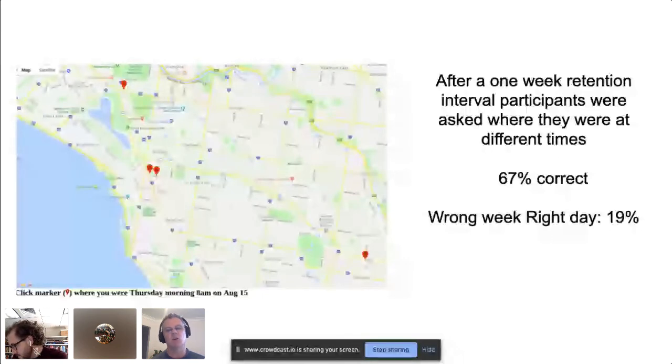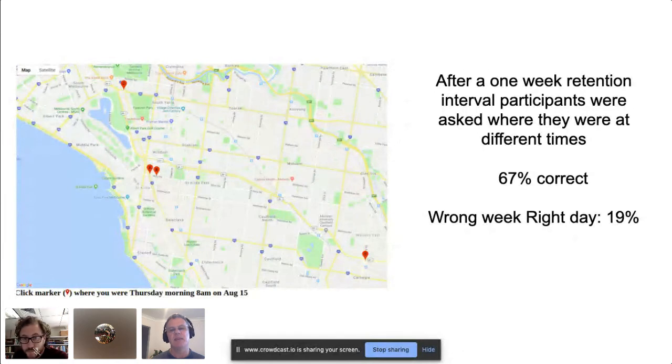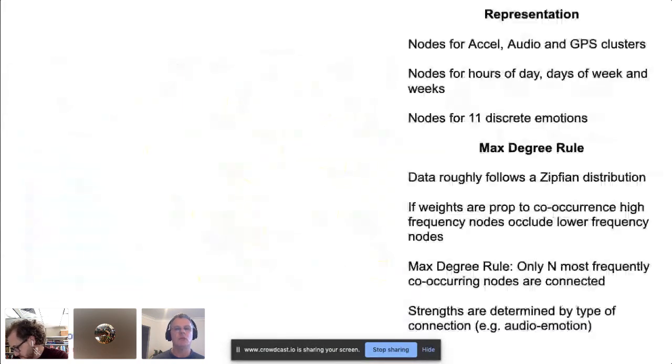If we think about week-specific error, where they had the wrong week but the right day, that happens about 19% of the time, which is well above chance. So that is in fact a dominant kind of error that investigators should be aware of.